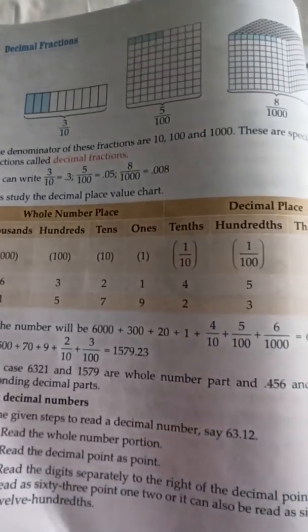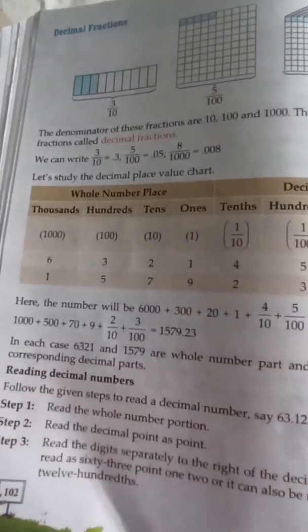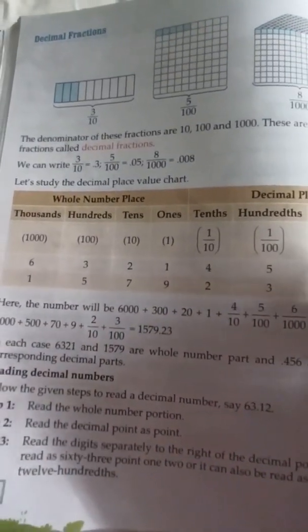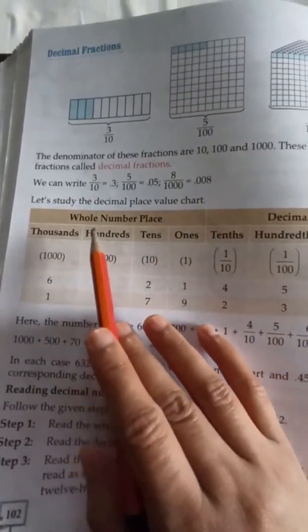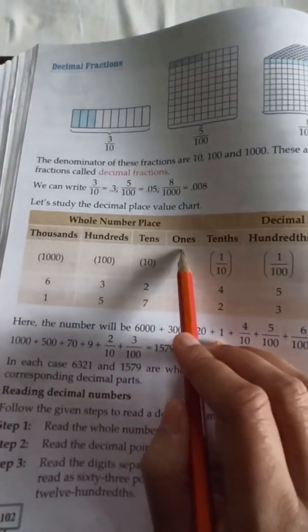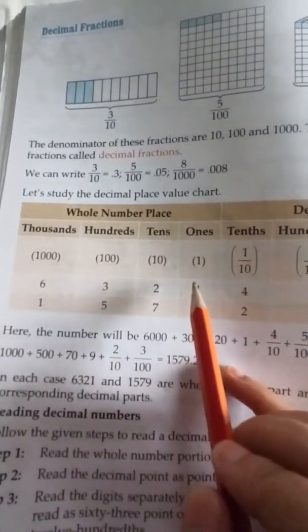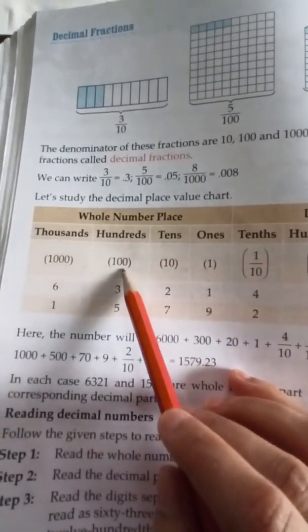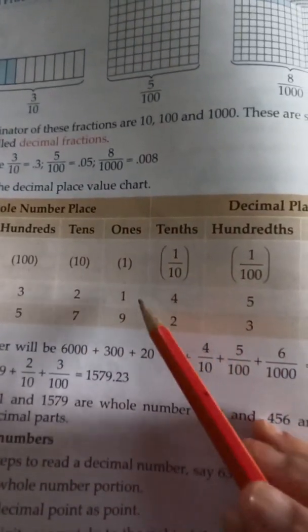So today we will know what is the place value chart of decimal. The place value chart of fraction is different and the place value chart of decimal is different. So let's see the whole number place. In the whole number place it starts from ones, tens, hundreds and thousands. In ones place it is 1, tens place 1 with 0 added, hundreds place 2 zeros are added, thousands place 3 zeros are added. And here we write the point.